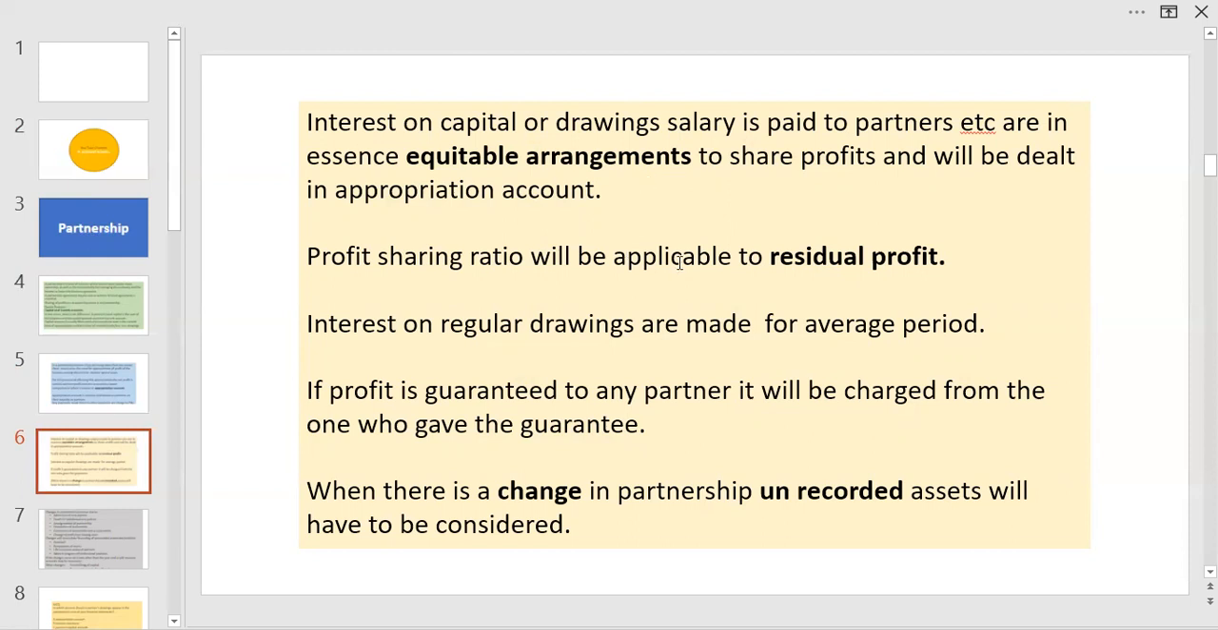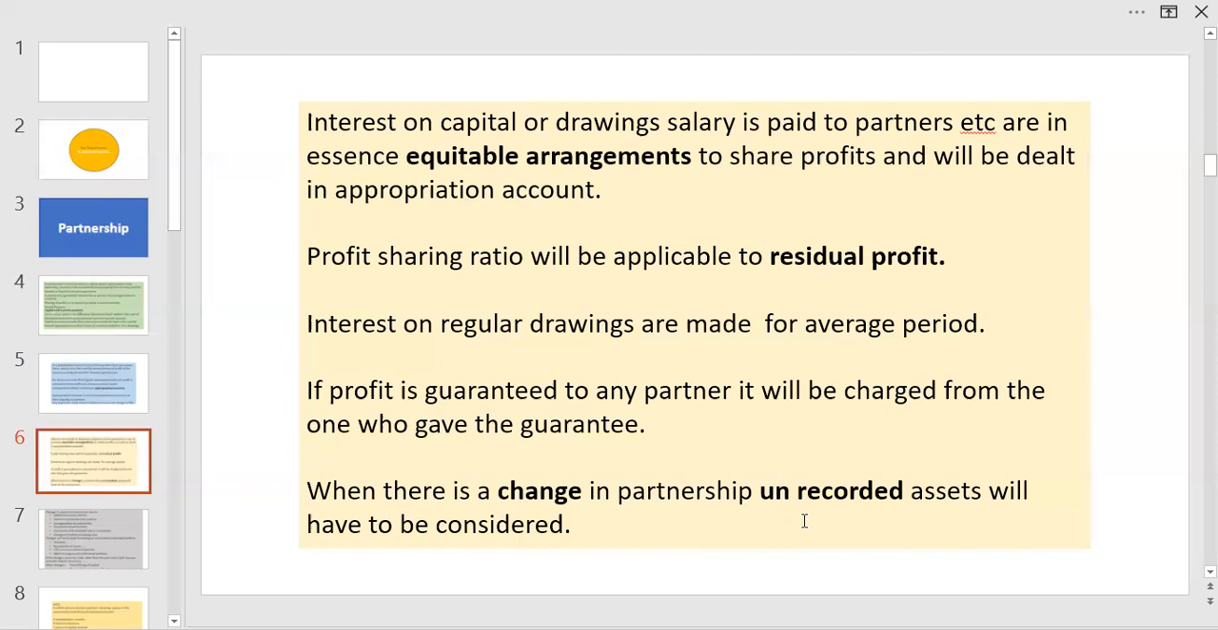Therefore, when they say sharing of profit, it refers only to the sharing of the remaining or residual profit. Further, interest on regular drawings is calculated for the average period. If a minimum profit is guaranteed to any partner, the difference will not be charged to all partners, but to the one who has given the guarantee.